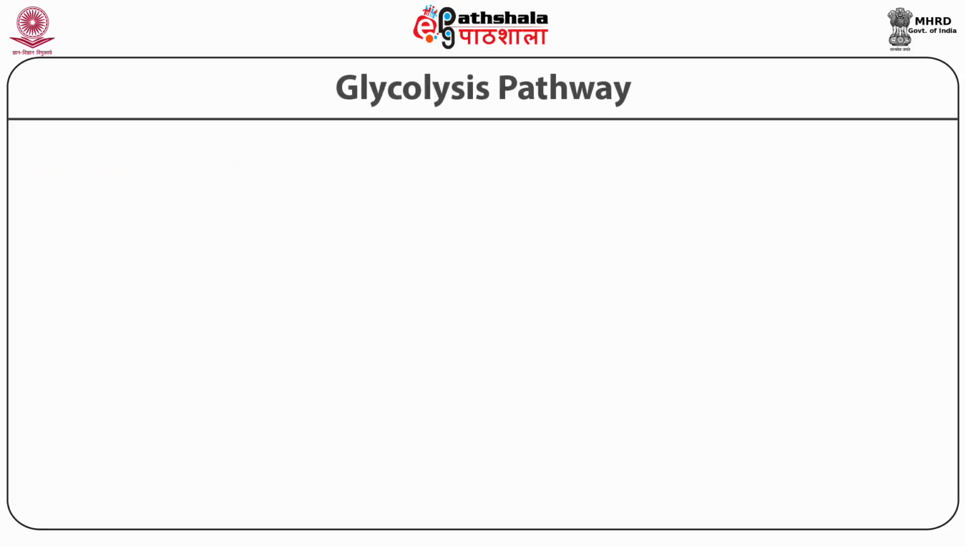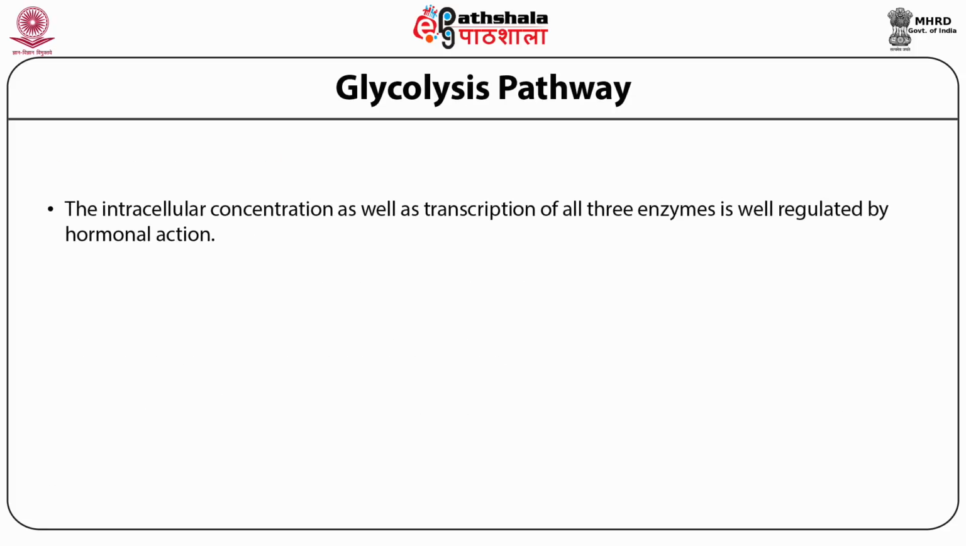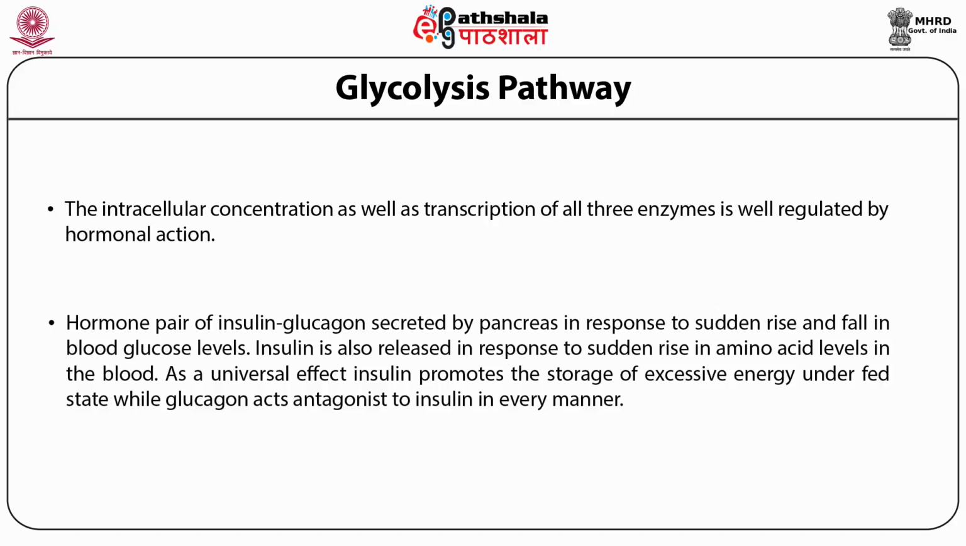regulation. The intracellular concentration as well as transcription of all three enzymes is well regulated by hormonal control. The hormone pair insulin and glucagon is secreted by the pancreas in response to sudden rise and fall in blood glucose level. Insulin is also released in response to a sudden rise in amino acid levels in the blood. As a universal effect, insulin promotes the storage of excessive energy under the fed state, while glucagon acts as an antagonist to insulin in every manner.